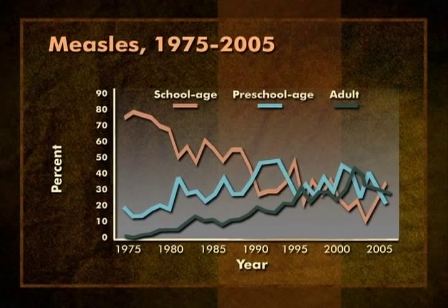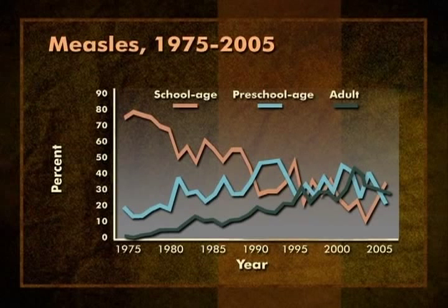During the measles resurgence in the early 1990s, preschool-aged children, in the blue line, comprised the largest age group. Since 1995, there has been no predominant age group for measles cases. All 3 groups account for about 1/3 of the small number of cases. But the biggest proportionate increase has been in the percent of cases contributed by adults, shown by the green line.